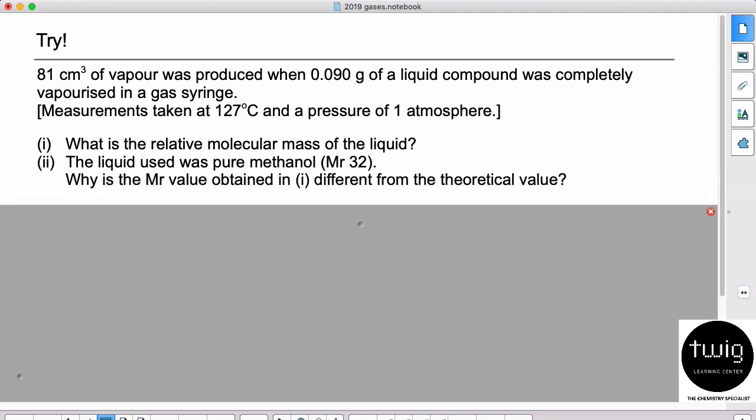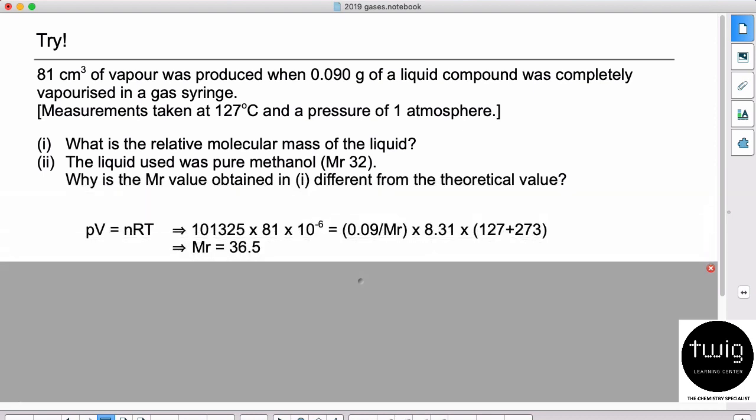Some of you have some problems calculating. Just make sure you have put in the correct units. Pressure is in Pascal. They used 1 atm, one atmosphere, but of course it's in Pascal. Change cm cube to meter cube, you times 10 to the power of minus 6.